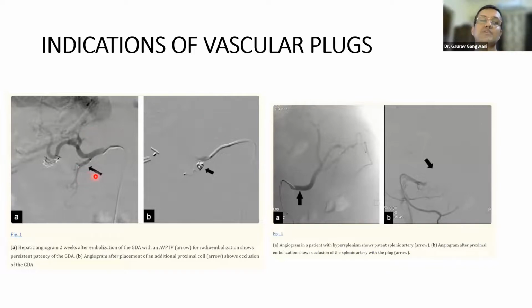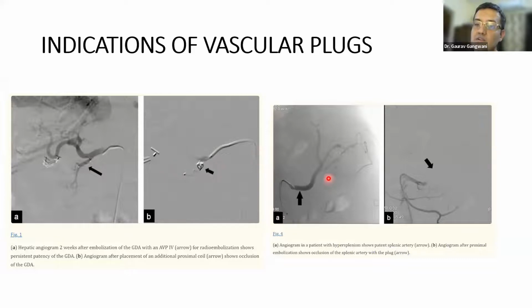A plug is something you can use at locations where you want to do away with multiple coils and use a single plug instead. So a plug is just an alternative to a coil. Like we saw in non-target embolization, you want to do a tear, so you occlude the GDA with a plug. And of course, if it doesn't completely occlude, you can always use an ancillary coil and help it out.